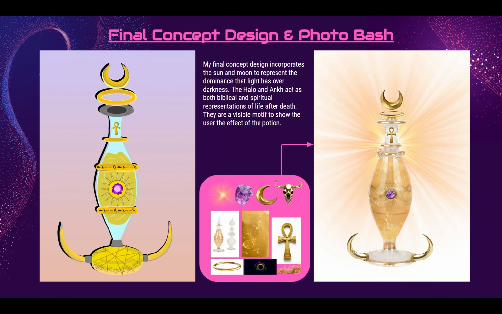My final concept design incorporates the sun and moon to represent the dominance that light has over darkness. The halo and the ankh act as both biblical and spiritual representations of life after death. They are a visible motif to show the user the effect of the potion. Highlighted in the pink box is my source images that I used to create my photo brush on the right.